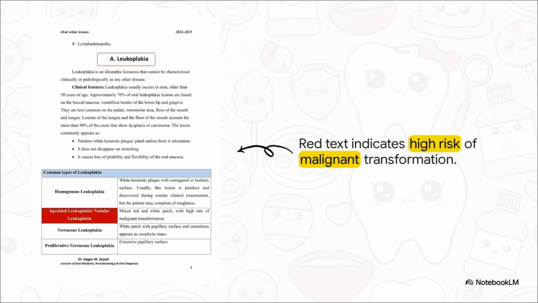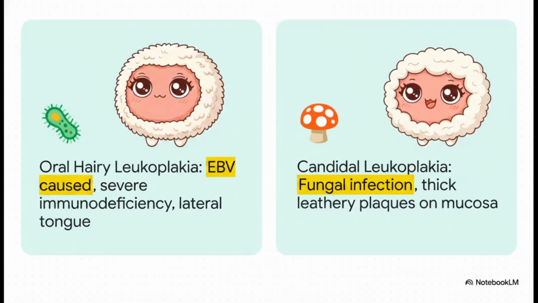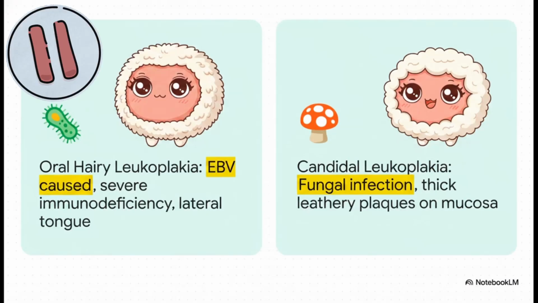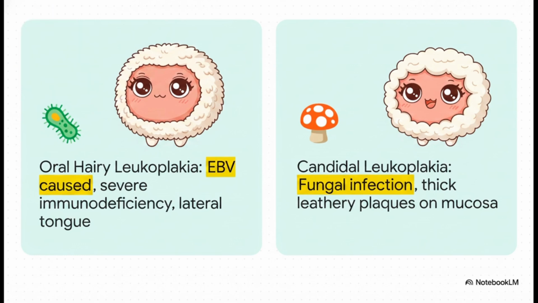The text treats these categories like a strict hierarchy of danger, especially speckled leukoplakia. When you see that speckled, mixed red and white description, treat it like a literal stop sign. It means the risk of malignant transformation is incredibly high. Now, as we study, we need to be super careful not to confuse oral hairy leukoplakia with candidal leukoplakia. They sound similar, but they are totally different beasts.